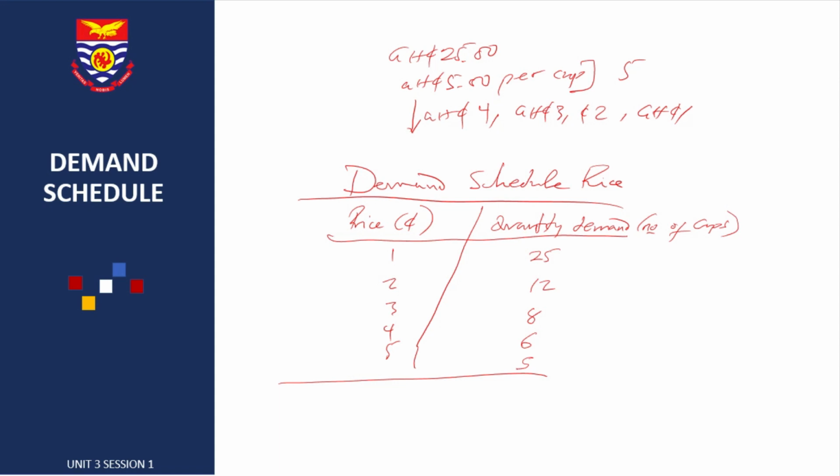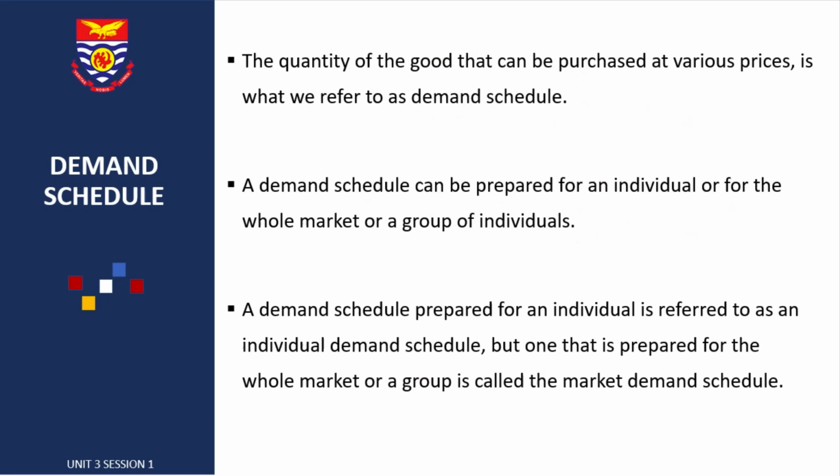Now this table shows the quantity of the good that can be purchased at various prices. The quantity of the good that can be purchased at various prices is what we call the demand schedule. Now, a demand schedule shows the influence a change in price has on demand. A demand schedule can be prepared for an individual or for a whole market or for a group of individuals.